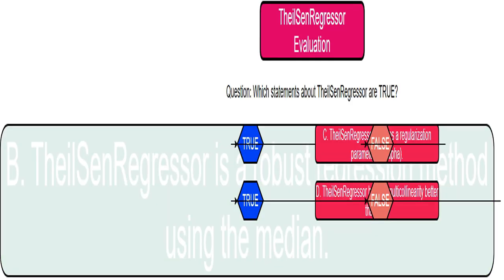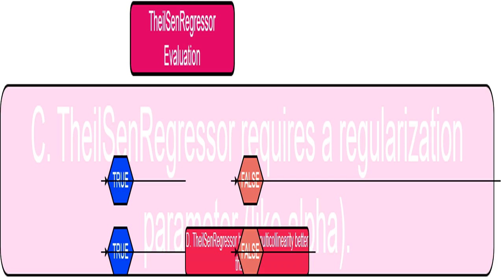The core of TheilSenRegressor is its use of the median to determine the regression line coefficients. This makes it robust, meaning less affected by unusual data points. This statement is false. Unlike ridge or lasso regression, TheilSenRegressor doesn't need a regularization parameter. Its robustness comes from the algorithm itself, not the addition of a penalty term.